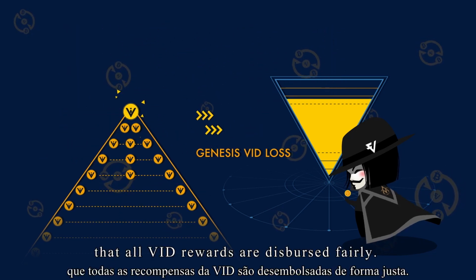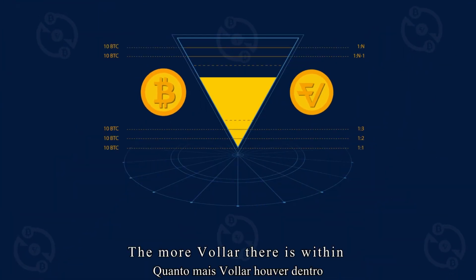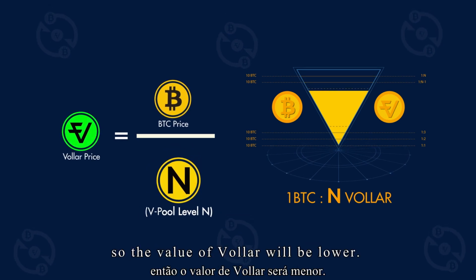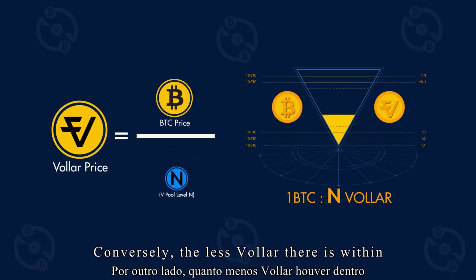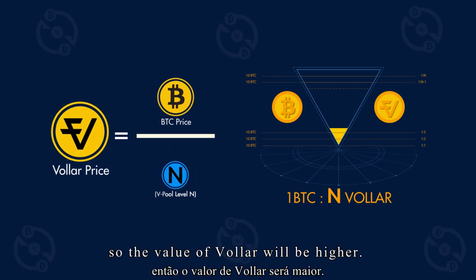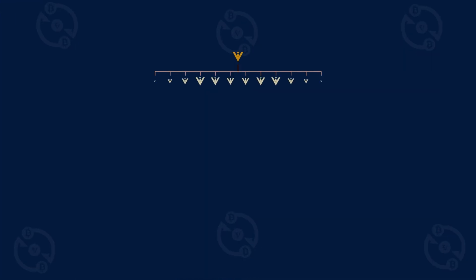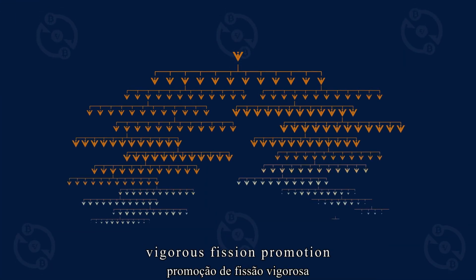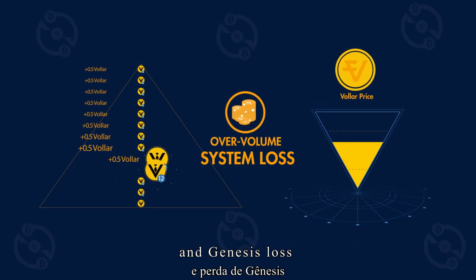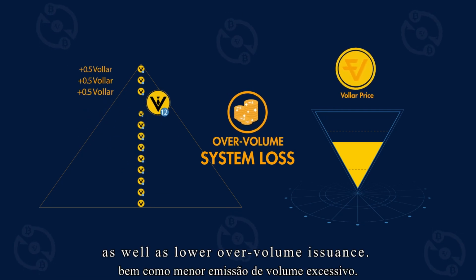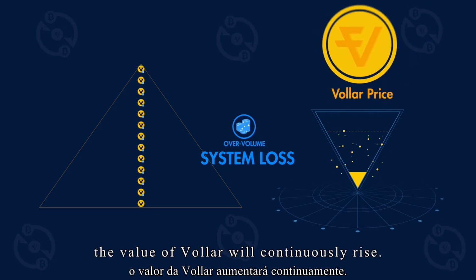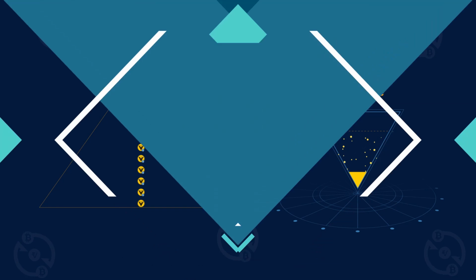The more Vollar there is within the resonance V-pool, the higher the current level and the conversion ratio will be, so the value of Vollar will be lower. Conversely, the less Vollar there is within the resonance V-pool, the lower the current level and conversion ratio will be, so the value of Vollar will be higher. Therefore, vigorous fission promotion will complete the trust stamp network, fill in the trust stamp system, and reduce system loss and Genesis loss, as well as lower over-volume issuance. As the Vollar supply in the resonance V-pool progressively decreases, the value of Vollar will continuously rise.